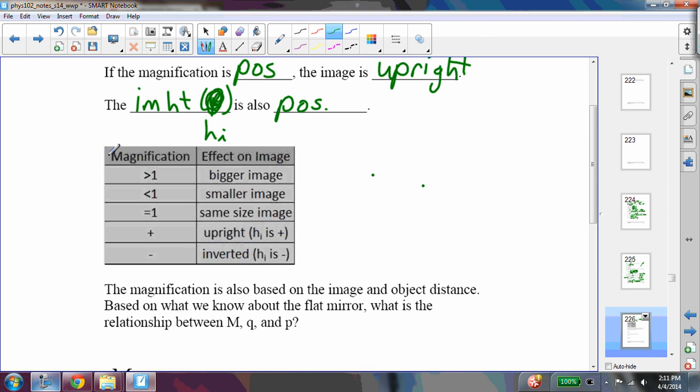Here's a little table. If our magnification is bigger than 1, my image is bigger than the object. If it's less than 1 but greater than -1, the image is smaller. If the magnification is equal to 1, it's the same size. If the magnification is positive, the image is upright. If it's negative, the image is inverted. I think that's a good place to stop.